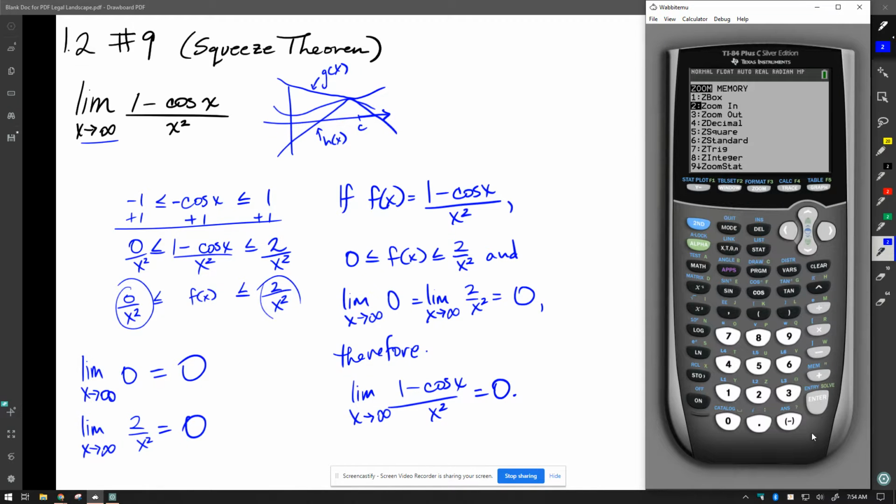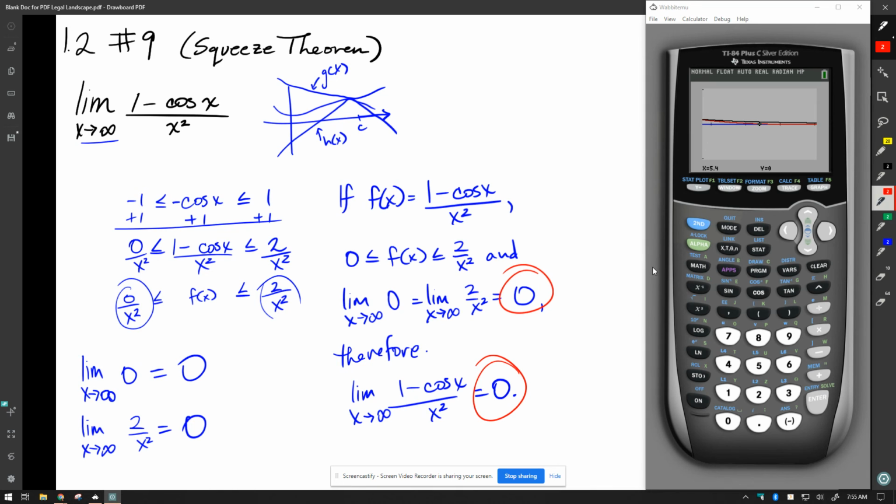I actually want to zoom in a little bit over here to the far edge of this graph so that we can see for sure. There's the lower limit, 0. Here's our function, which lives slightly above. And here comes 2 over x squared, which is above that. And we have squeezed our function 1 minus the cosine of x over x squared in between two other functions. Both those other functions have a limit of 0 as x goes to infinity. Therefore, since our function is squeezed in between, it must have the same limit also. Hope this helped.